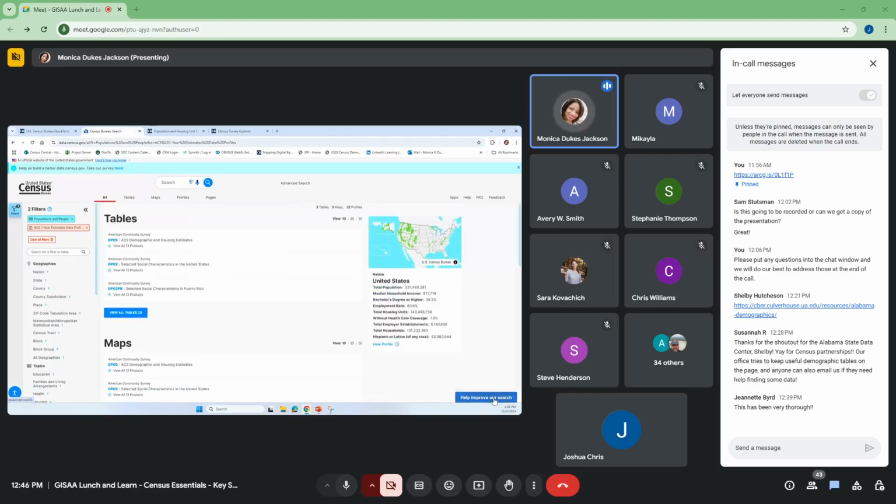And again, when you go in there, you can see there's so much in this tool. It's very robust. There's so much information here, you can get lost.